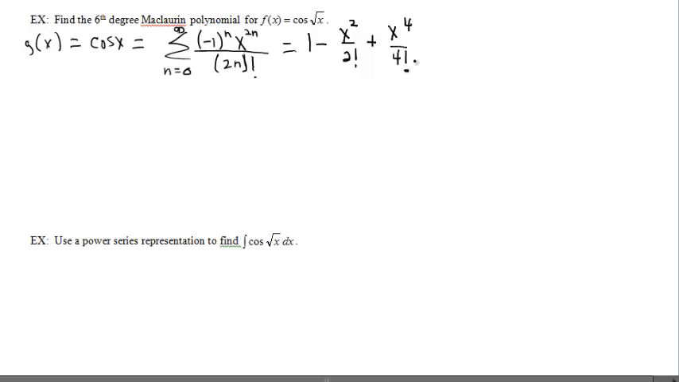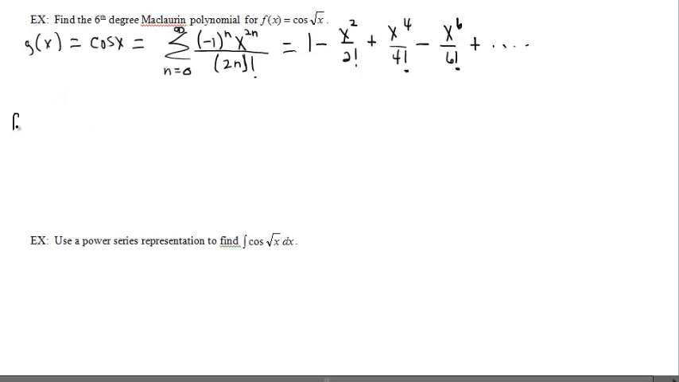Okay, let's see now. It asks me to find the 6th degree Maclaurin polynomial. So 6th degree, I need to go to the highest exponent of 6. But I don't know what that means as far as this is concerned. I'm just going to expand this out a few terms here, and if I need more, I see the pattern. Okay, I can get more.